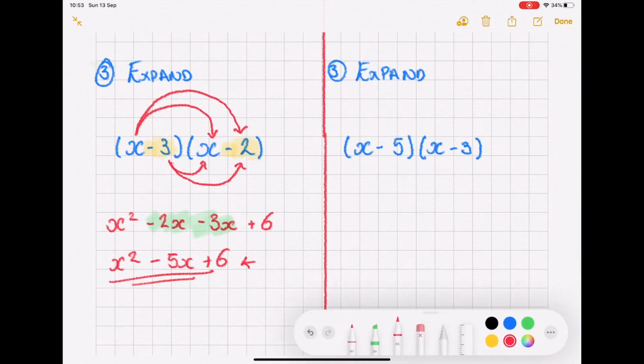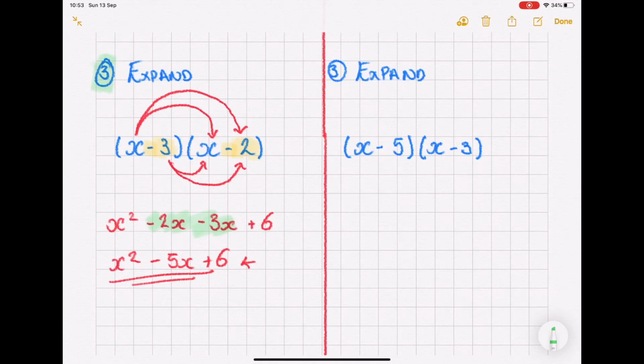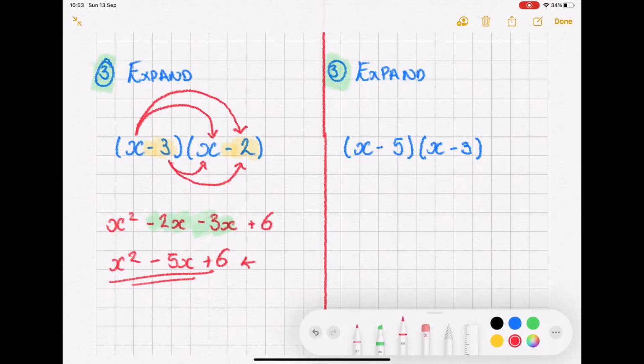Okay, so pause the video here, copy out the working to this left-hand example, have a go at this right-hand example, and then play the video once you're done, and I'll go through the answers with you.